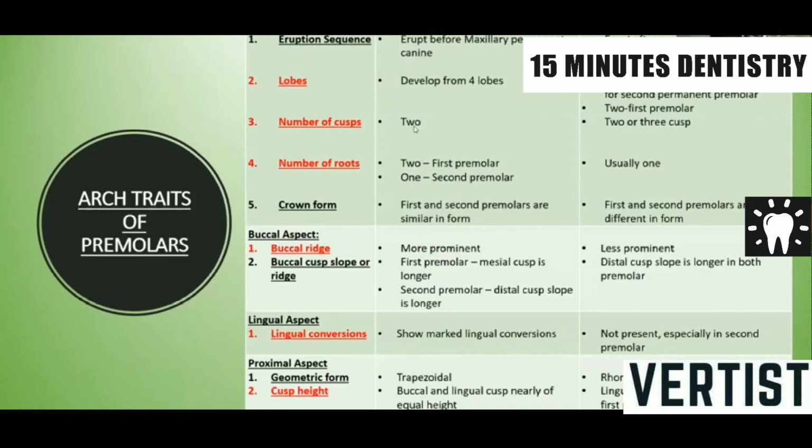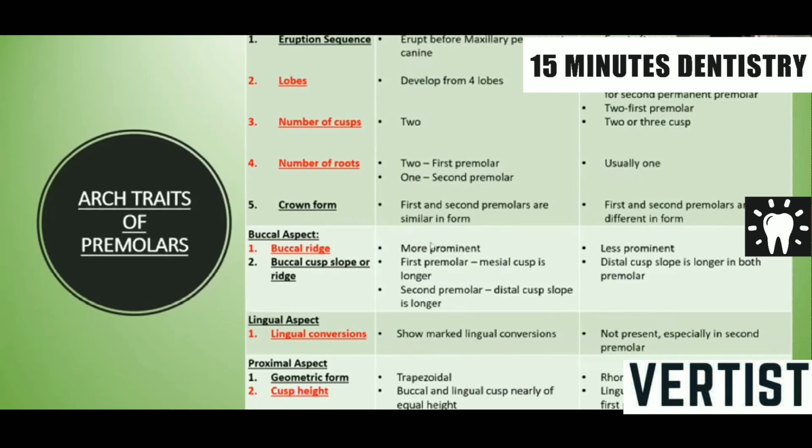The number of cusps: the maxillary premolars have 2 cusps, the first mandibular premolar has 2 cusps, and the second mandibular premolar shows 2 or 3 cusps. Number of roots: the maxillary first premolar has 2, and the second premolar has a single root, while the mandibular premolar usually shows 1 root. The crown form is almost similar, while the first and second mandibular premolars are widely different in form.